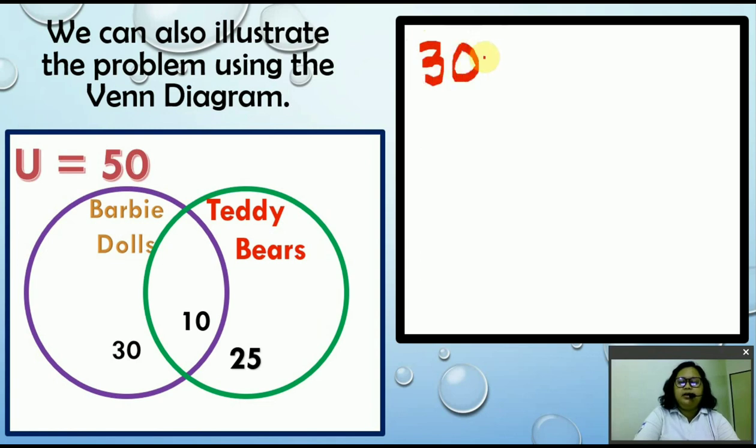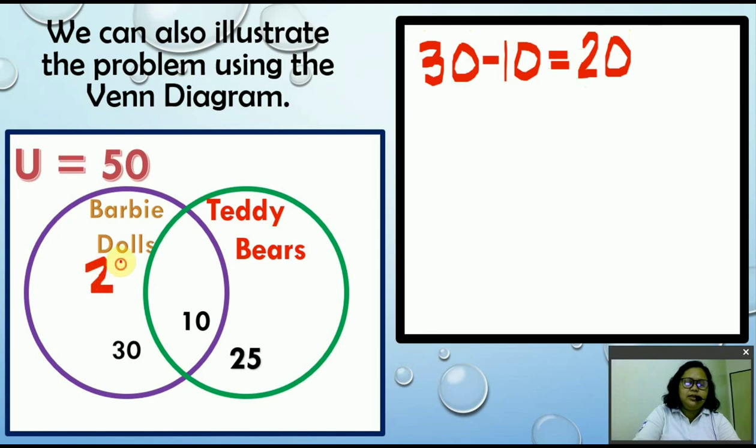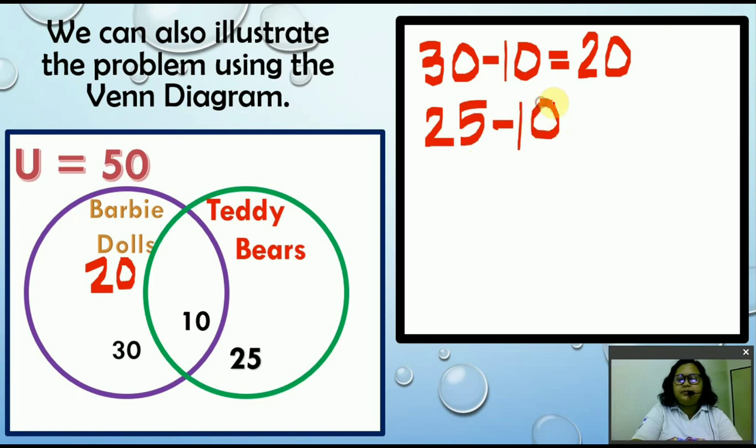Your solution should be like this. 30 minus 10. Sagot po natin ay 20. Nakuha po ba? Wow, very good. So, 20 pupils have Barbie dolls only. So, next, it would be 25. So, ganito dapat yung solution niyo po, 25 minus 10 equals 15. So therefore, there are 15 pupils who have teddy bears only.